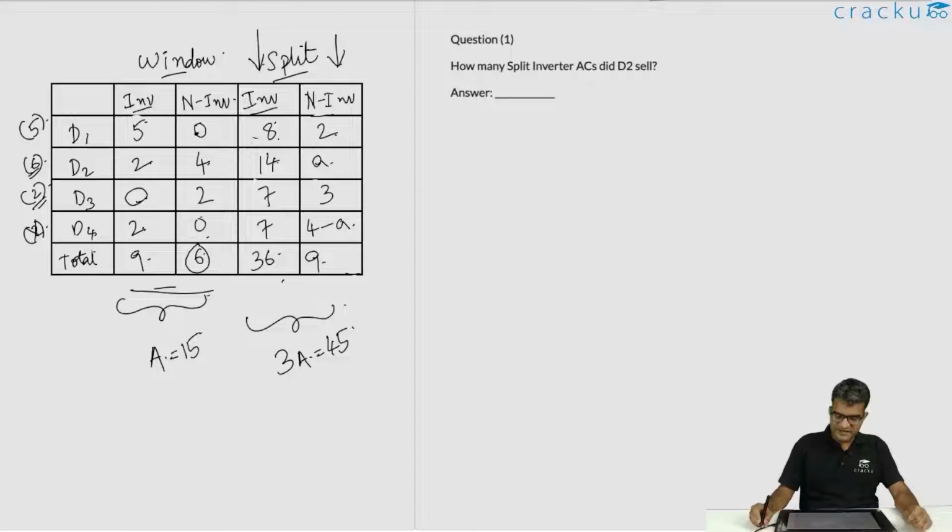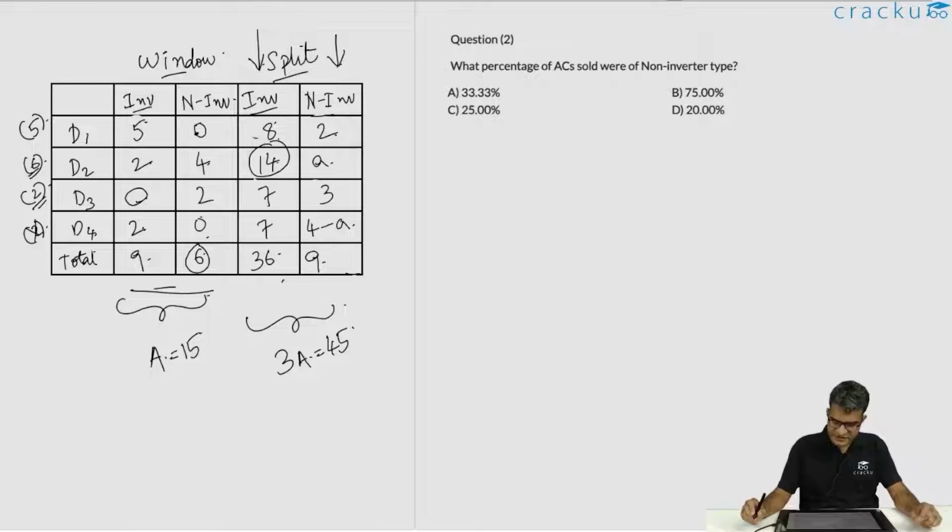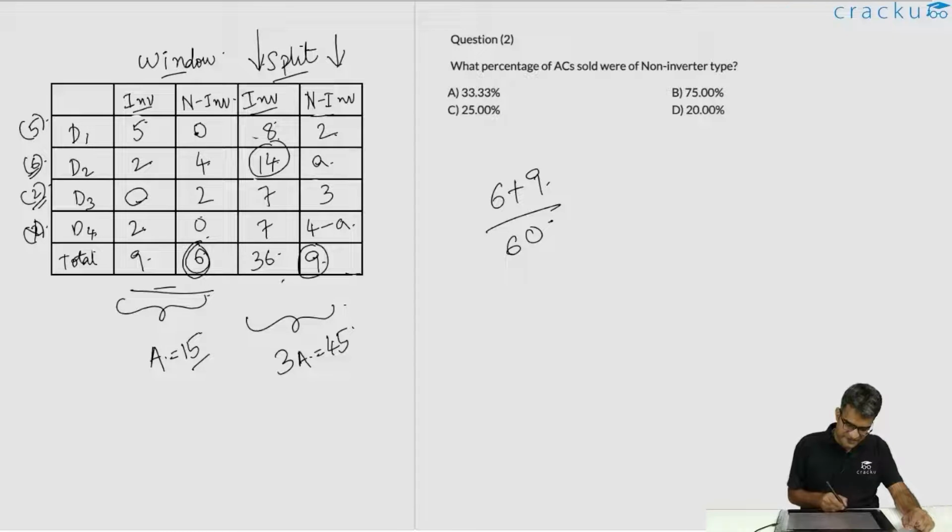How many split inverter ACs did D2 sell? Split inverter ACs that D2 sold is equal to 14. What percentage of ACs sold were the non-inverter type? The non-inverter ACs that were sold is 6 plus 9, and the total number of ACs sold is 15 plus 45. So this percentage is 15 by 60, which is equal to 25%.